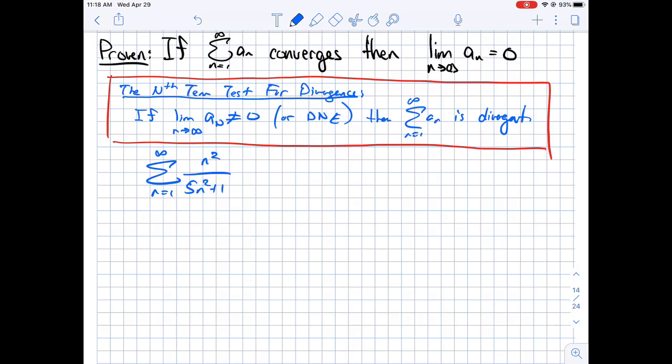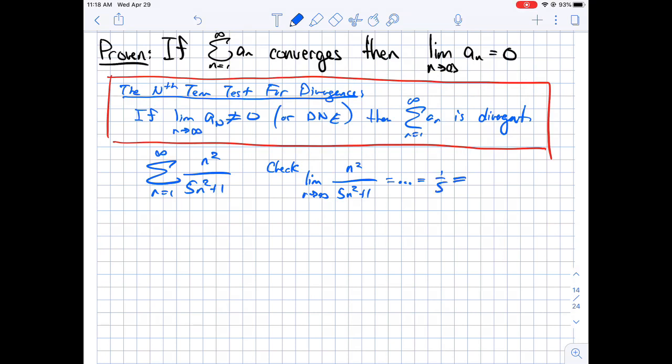What we want to do, if we're going to use the nth term test for divergence, is check right away the limit as n goes to infinity of n squared over 5n squared plus 1. And this one, you're going to get infinity divided by infinity. You could use L'Hopital's rule. You could look at the degrees here, n squared over n squared. You will end up getting that this limit is 1 over 5.